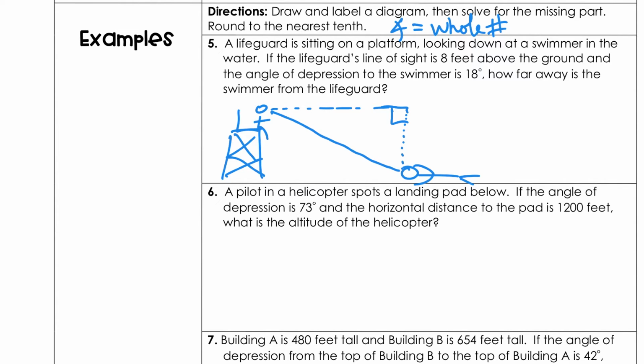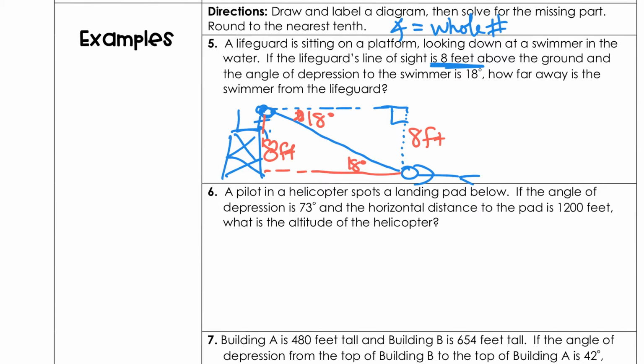If the lifeguard's line of sight is 8 feet above the ground. So now, if he's 8 feet over here above the ground, that can translate to being 8 feet over here above the ground as well with his line of sight. The angle of depression to the swimmer is 18 degrees. Here's the reason why we like congruent angles. If that's 18 degrees, so is that one. How far away is the swimmer from the lifeguard?